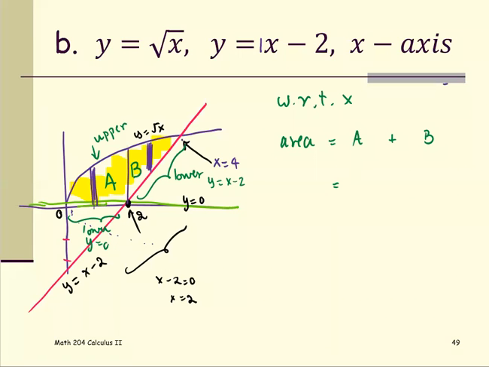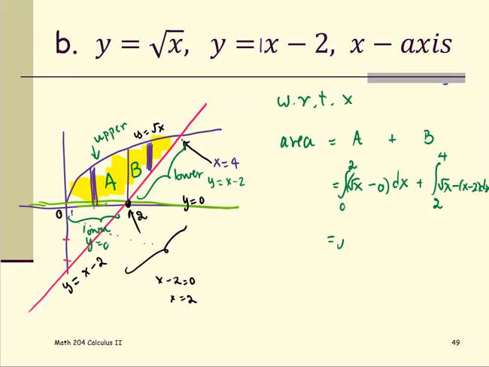Okay, two different things. So area A can be set up as the integral from 0 to 2. The upper function is square root x. Lower function is 0 with respect to x. Area B, the bound starting from the value to the end point, which is x equals 4. The upper is square root x, the lower is x minus 2. And don't forget to put parentheses around it because there are two terms for the second function.